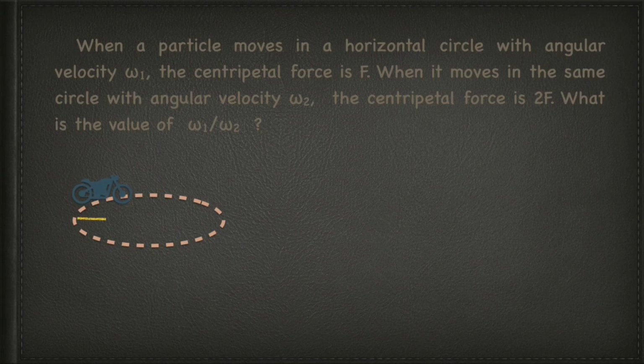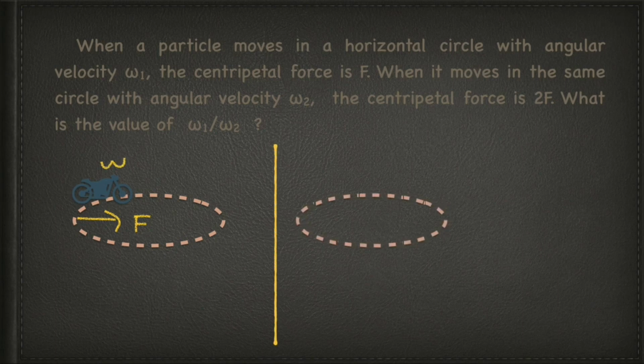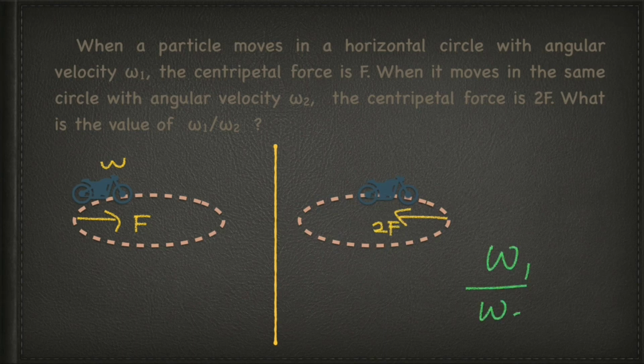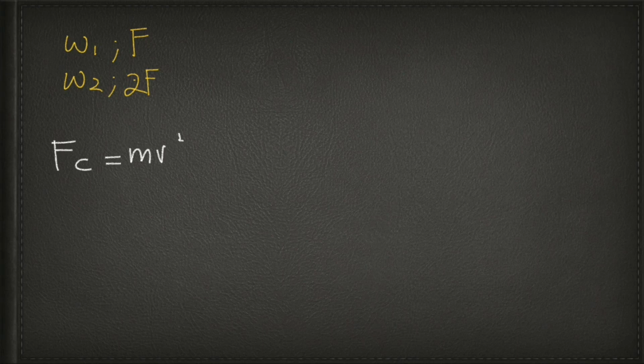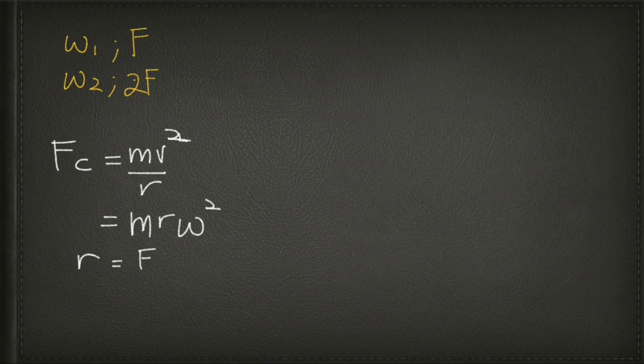So we have particle 1 moving with omega 1 with the Fc equals F. And the second particle moves in the same circle and has 2F Fc with omega 2. The question is, what is omega 1 over omega 2? So we list out the information. Omega 1 with F, omega 2 with 2F. So what is the relationship between omega and F?